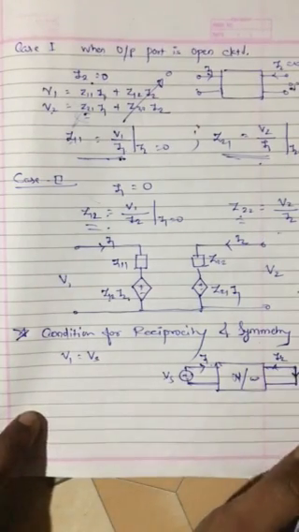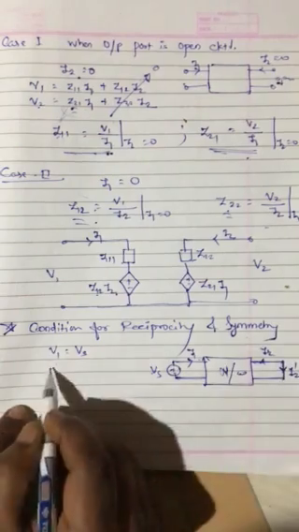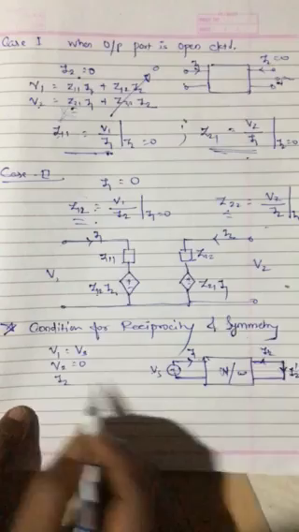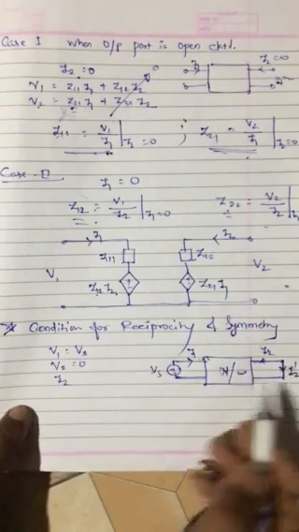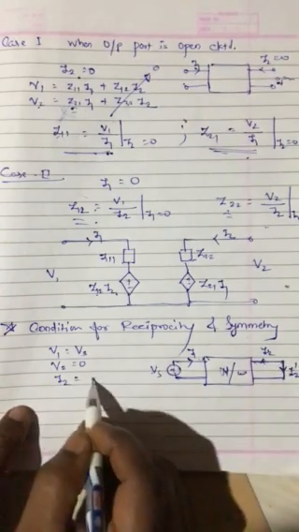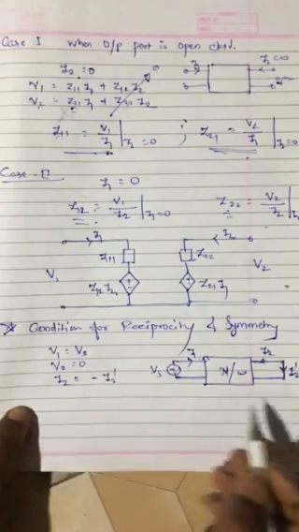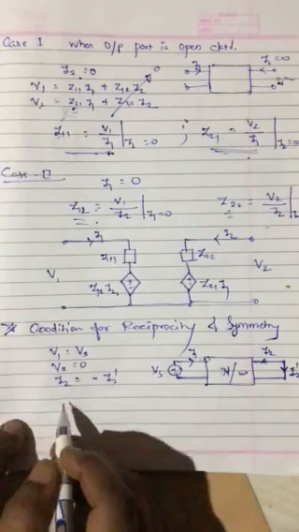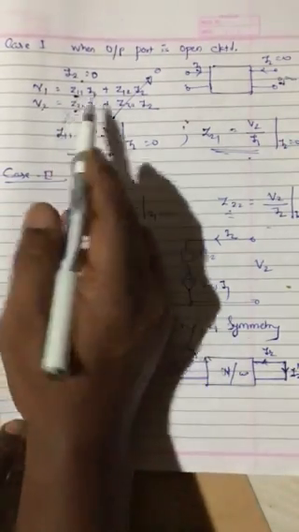V2, as it is short circuited, V2 becomes 0. Similarly, I2 is opposite to this current, no? So it becomes I2 equal to minus I2 dash, minus because it is in opposite direction. Okay. Now let's write down the previous equation. If you just remember these equations.